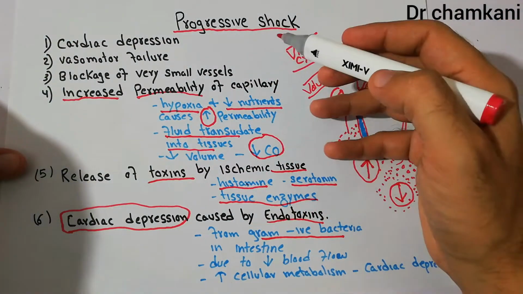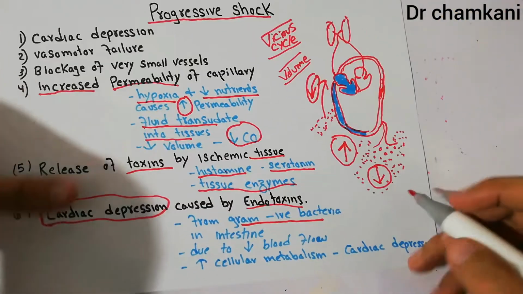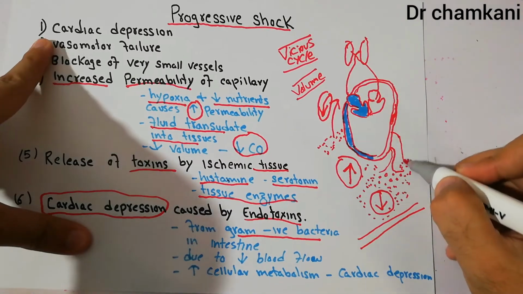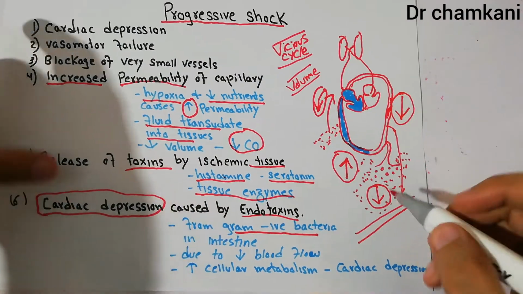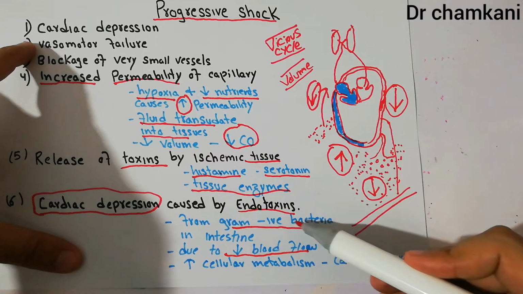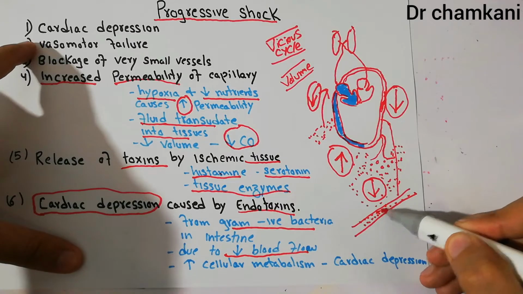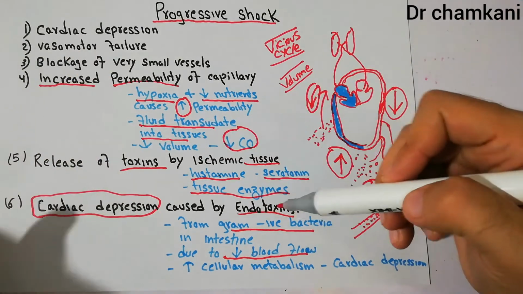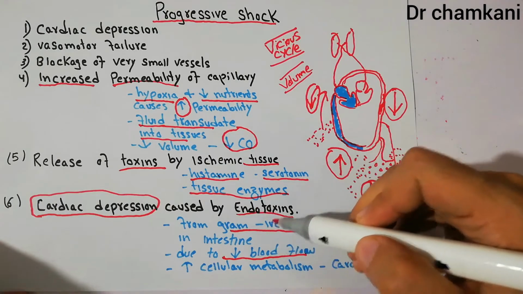But if shock is not treated, or if the shock is very severe and keeps on progressing, then what happens is that there are some bacteria in the intestine. Suppose, for example, this is the intestine. Blood flow to this intestine is decreased. When the blood flow to the intestines is decreased, there is a release of endotoxin from the gram-negative bacteria in the intestine. The gram-negative bacteria are normally present in the intestine, but once there is decreased blood flow, they will release the endotoxin. These toxins are different from the toxins released by the tissues. They are released by the gram-negative bacteria.